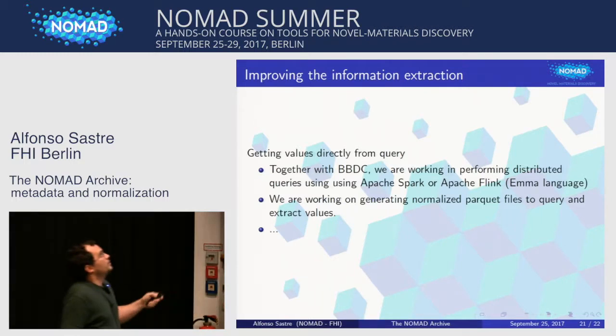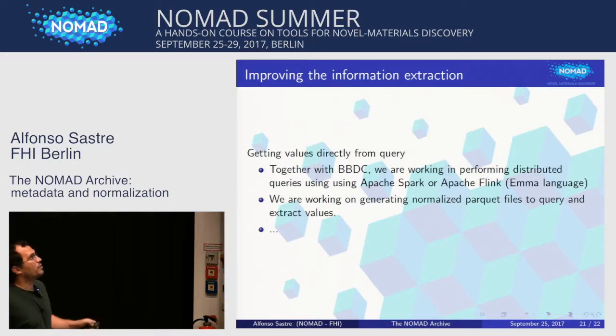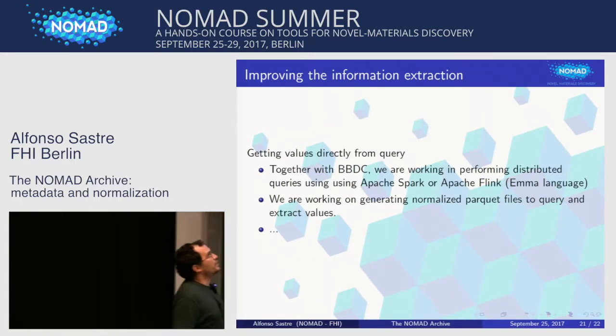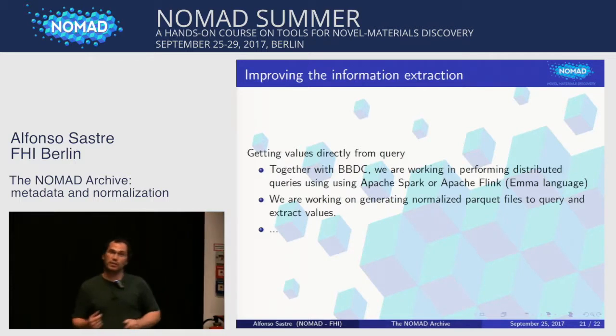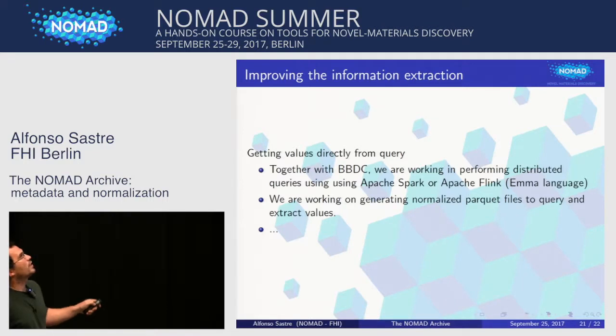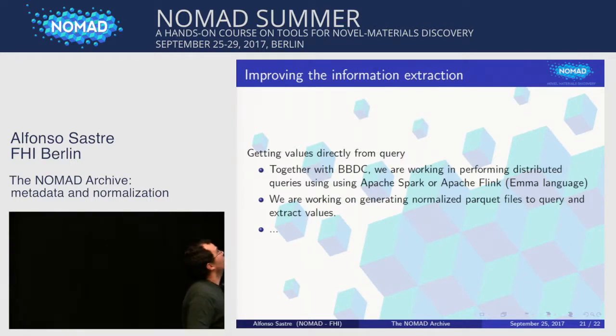In order to handle this problem with this amount of data, we are exploring big data technologies like Spark or Flink, or, for example, the Emma language that is developed by people from a big data center in Berlin, which is a framework to combine any of these two languages in one. And we are also thinking about how to implement a storage format that scales properly for these big data technologies.